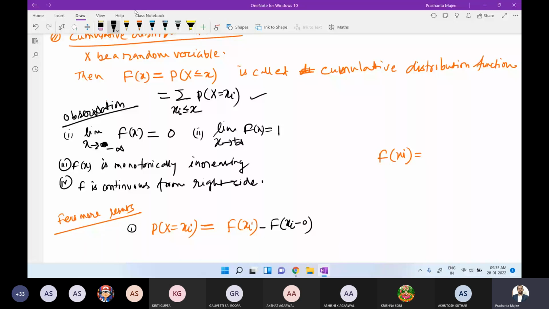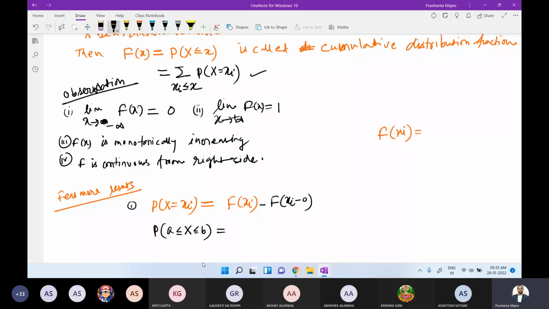And what will be the probability that the random variable is taking a value in a certain interval, a less than or equal to capital X less than or equal to b? What is the probability that the random variable assumes a value between a and b? So how to write down this set? So this will be probability, x greater than or equal to a.